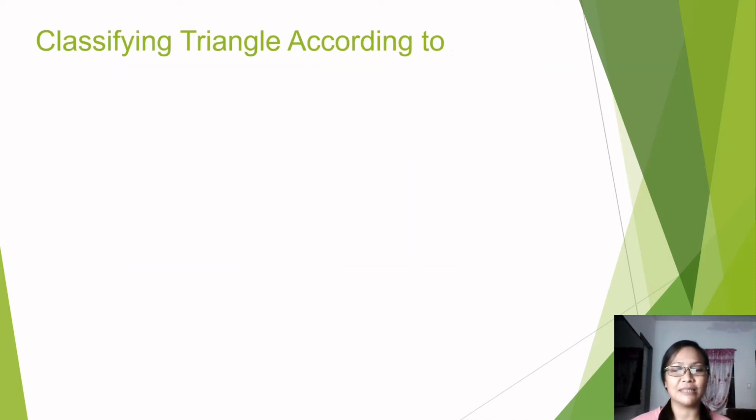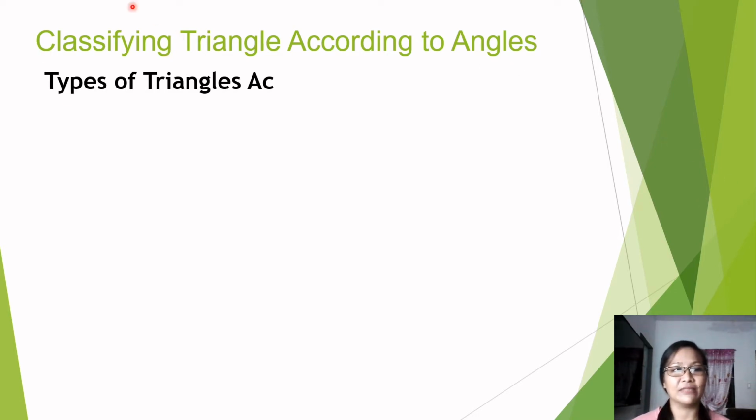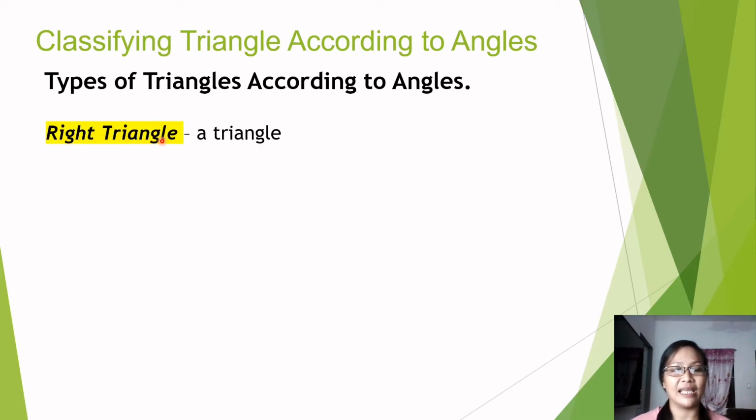Our lesson for today is about classification of triangles. First, we have classifying triangles according to angles. So, what are the types of triangles according to angles? First, we have the right triangle, a triangle having a right angle. When we say right angle, we have 90 degrees.